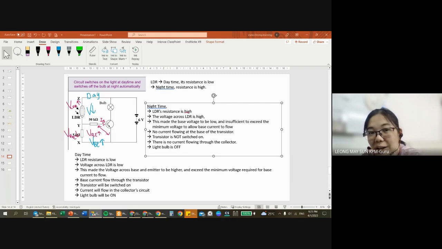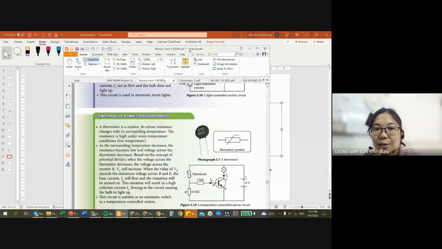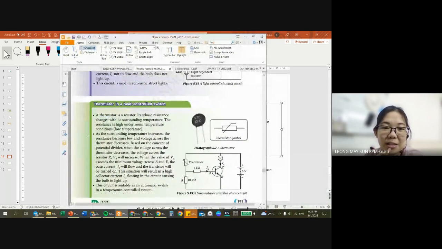Alright. Do you think you need me to explain regarding thermistor? Or you can try to understand that yourself. It's actually the same thing. Thermistor is almost similar to LDR. It's just that a thermistor is a resistor whose resistance changes with temperature. Thermistor, when it's cold or lower temperature, the resistance is high. When the surrounding temperature is high, the resistance will be low. Okay? So that is thermistor. It's almost similar to LDR.